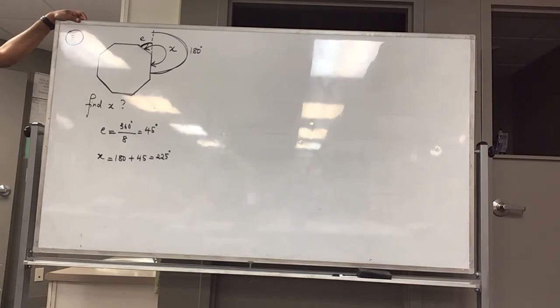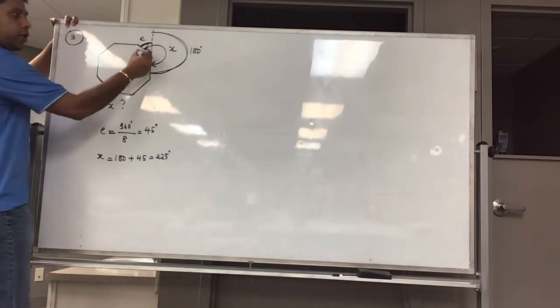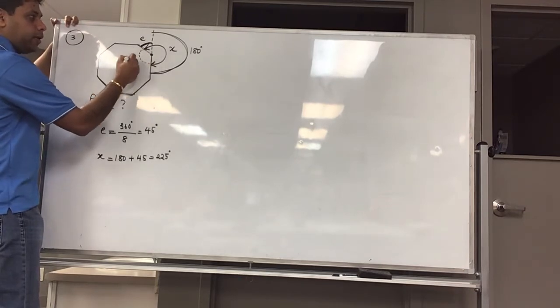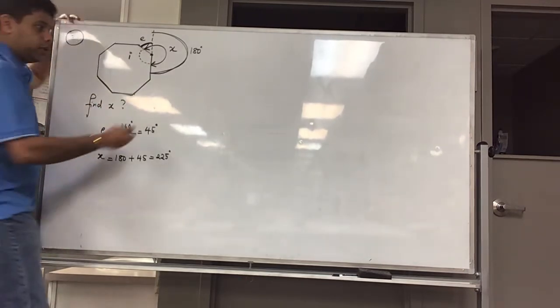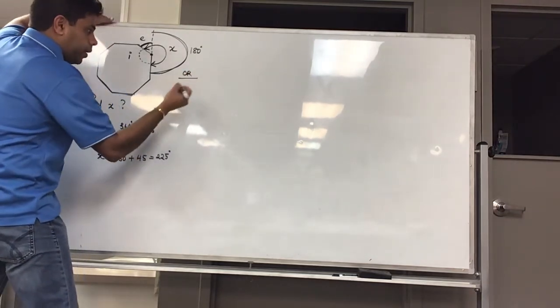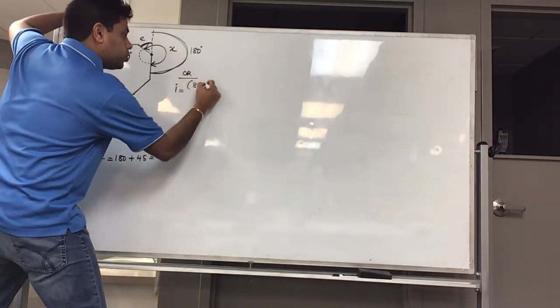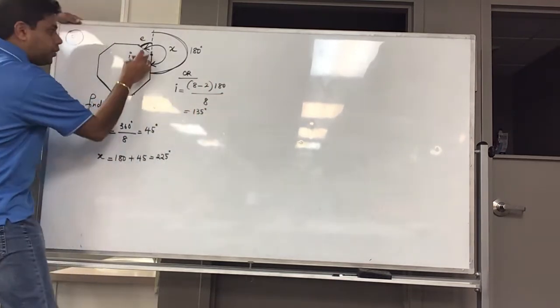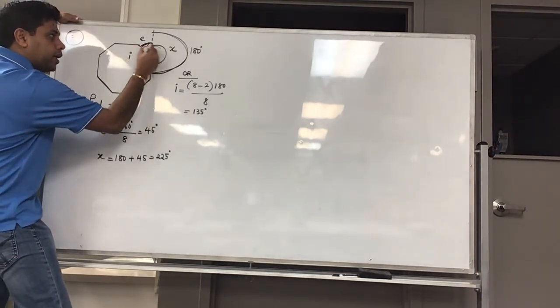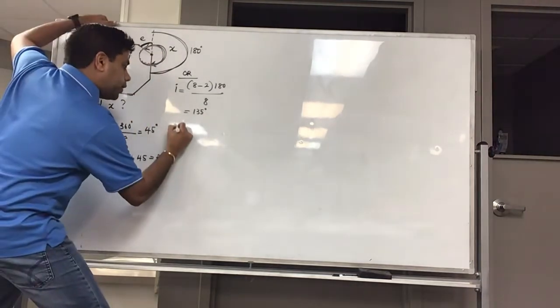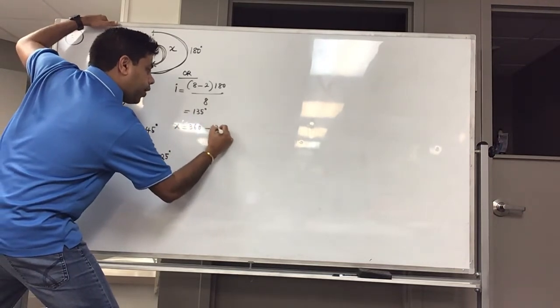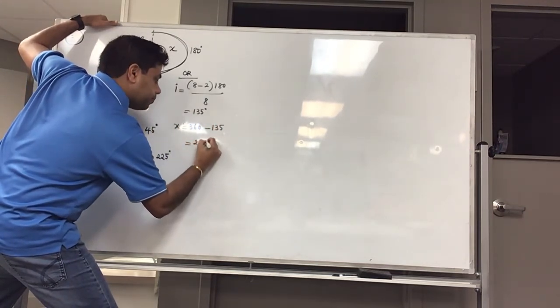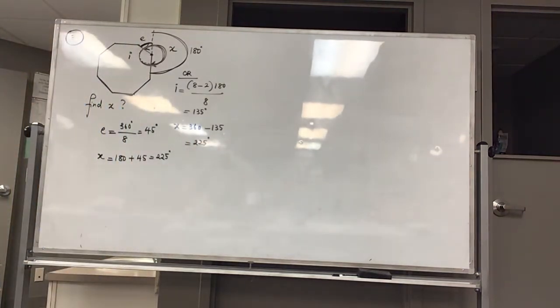Can you find the interior angle? Absolutely. That was my next method. So you can actually find the interior angle here. That's the second method. The interior angle is (8 minus 2) times 180 divided by 8, which comes to 135 degrees. So if this is 135, and the entire thing around is a circle, which is 360, then x is 360 minus 135, which is 225 degrees. You can do that as well. Whatever you're comfortable with.